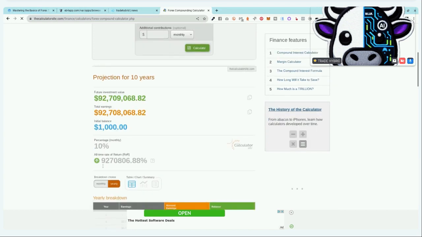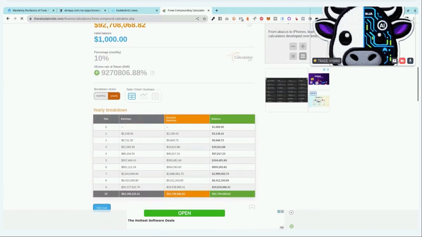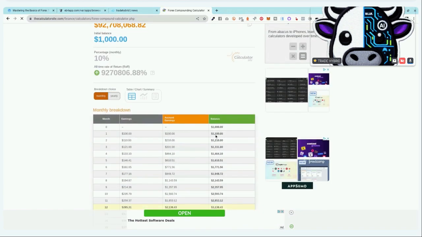$92 million, right? Your account goes up. I don't even know how to pronounce that number right there. I think it's 9,270%, 270,806%, right? Happening off of 10% growing on your account every single month. Now you're seeing it right here. Here's how it plays out.